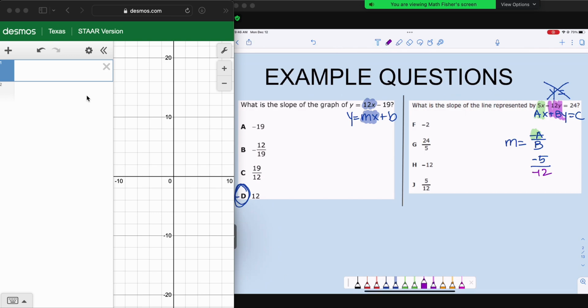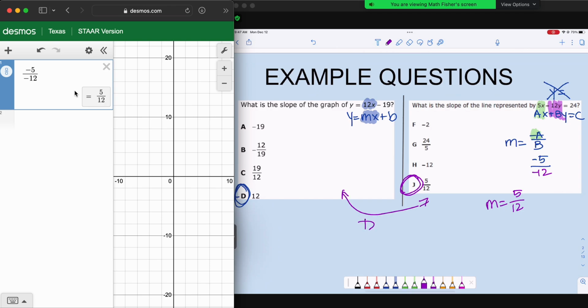So if we go to Desmos, we can put negative 5 divided by negative 12, and if we press this little fraction right here, it tells us the answer, 5 over 12. So I'm looking for 5 over 12. Our m is 5 over 12. That's it. That is how you do these. These two are different.